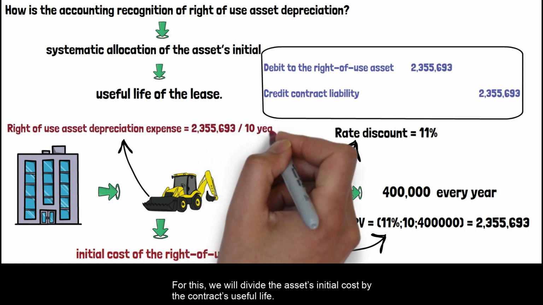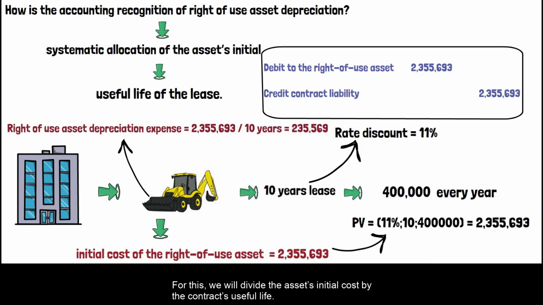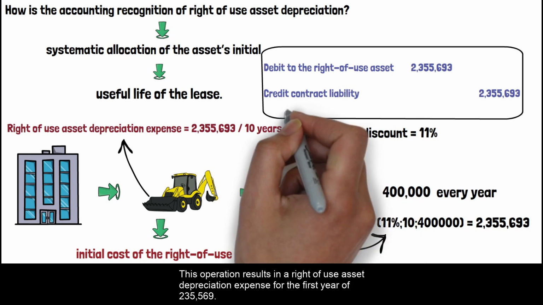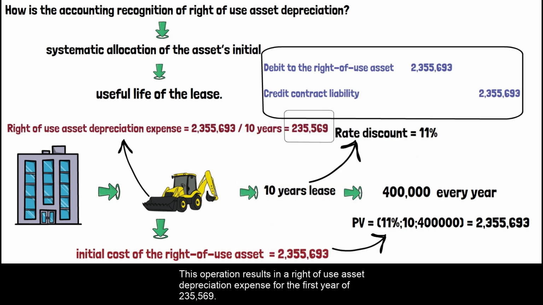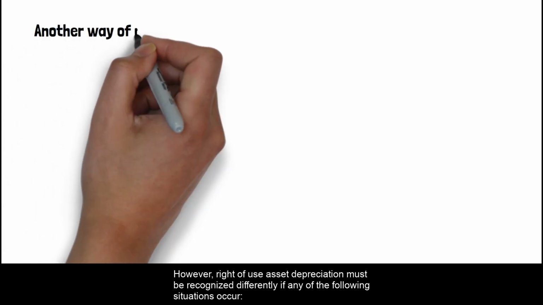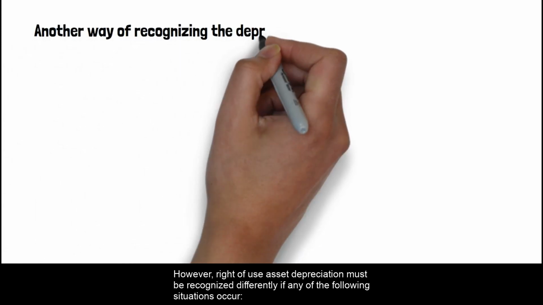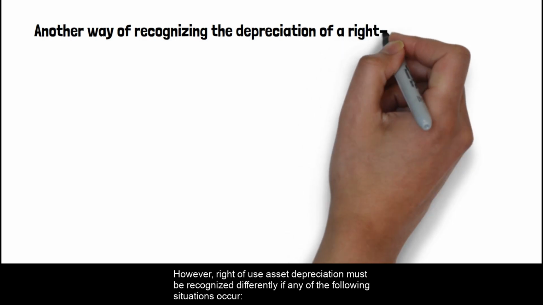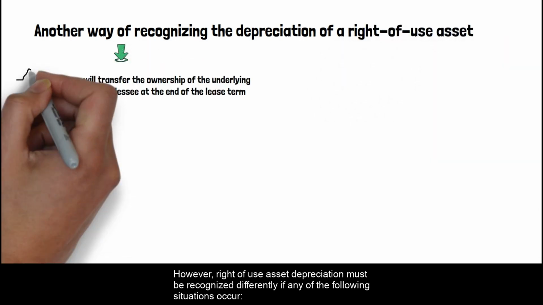For this, we will divide the asset's initial cost by the contract's useful life. This operation results in a right-of-use asset depreciation expense for the first year of $235,569. However, right-of-use asset depreciation must be recognized differently if any of the following situations occur.